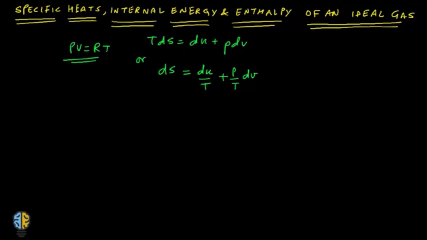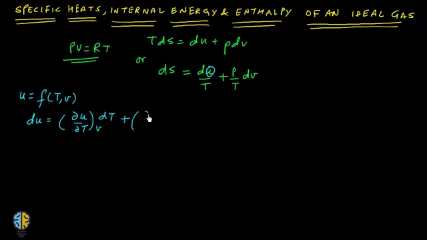Now if you talk about U, the internal energy, it is assumed to be a function of temperature and volume. That is, U is a function of T and V. This means that dU will be equal to the partial derivative of U with respect to T, keeping volume constant, times dT, plus the partial derivative of U with respect to V, keeping temperature constant, times dV. This is a very important relation.